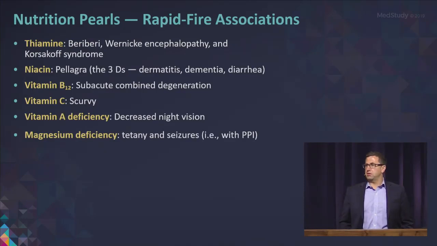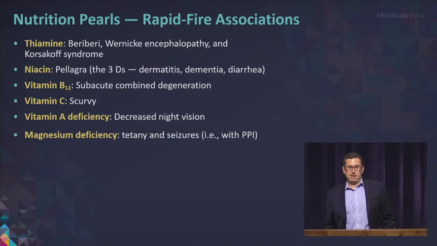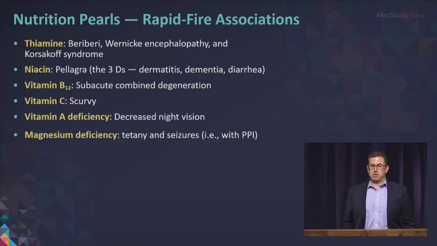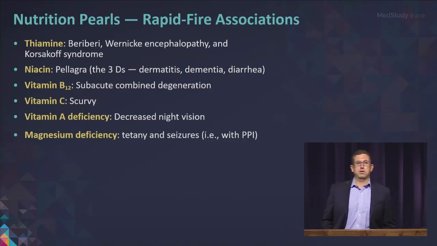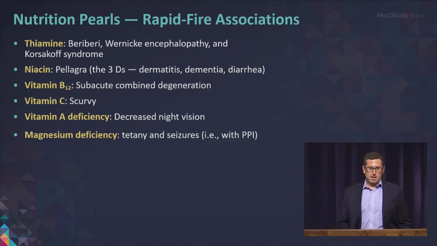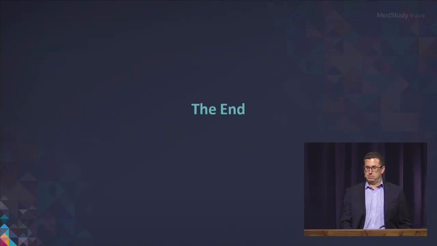So nutrition pearls, this is the last slide. Thiamine is associated with beriberi, Wernicke encephalopathy, and Korsakoff syndrome. Niacin, remember the 3 Ds: dermatitis, dementia, and diarrhea. Vitamin D is associated with subacute combined degeneration of the spinal cord. Vitamin C is associated with scurvy and poor wound healing. Vitamin A is associated with decreased night vision. And magnesium deficiency is frequently seen with PPI use and can be associated with tetany and seizures. That is it. All right.